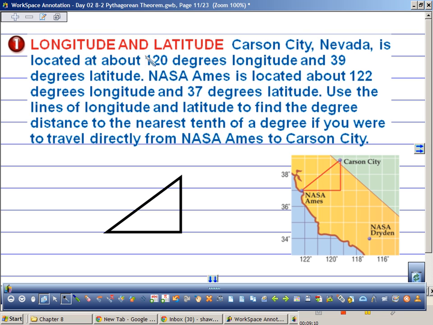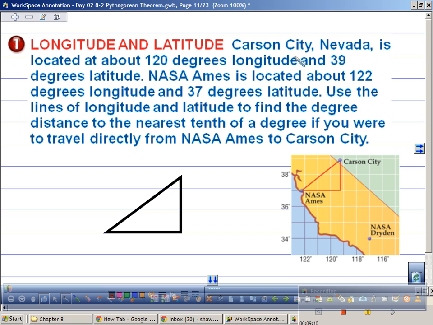All right, so Carson City, Nevada is located at about 120 degrees longitude. So longitude and latitude, which way is longitude? Long way. Up and down, so that would be the y-axis. Okay. So at 120 and 39 degrees latitude, so 39, comma 120. Does everybody see how I did that? Okay. NASA Ames is located at 122 degrees longitude and 37 degrees latitude. So I'm going to label that 37, comma 122. No, don't worry about it yet.